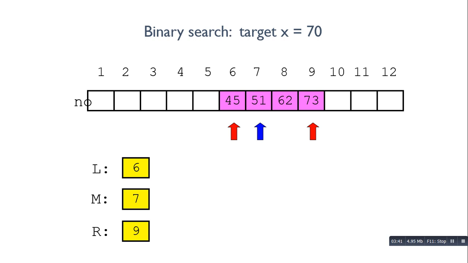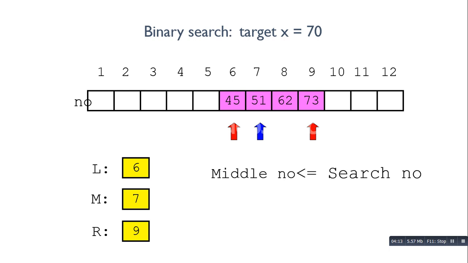The left element is now the 6th position element, that is 45. The right element is the 9th position element, that is 73. Now 6 plus 9 by 2 gives the middle position, and we take it as 7. You can take it as 7 or 8, no issues. If you take 7, that is 51, which is less than the search number 70.